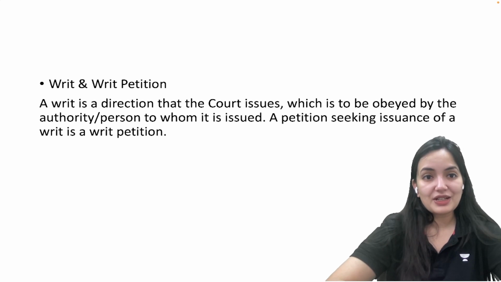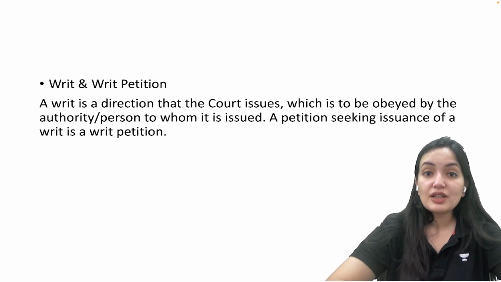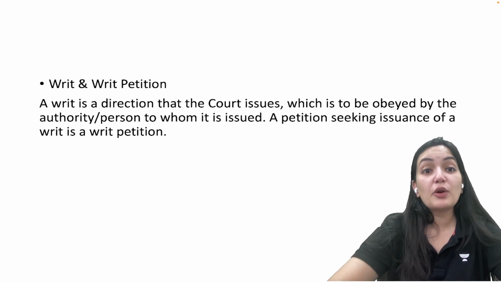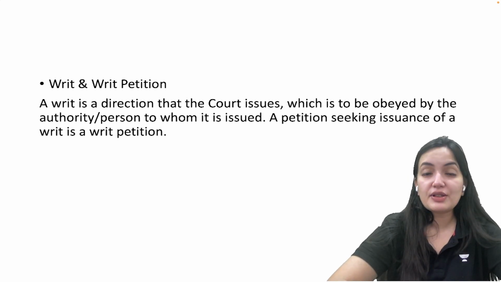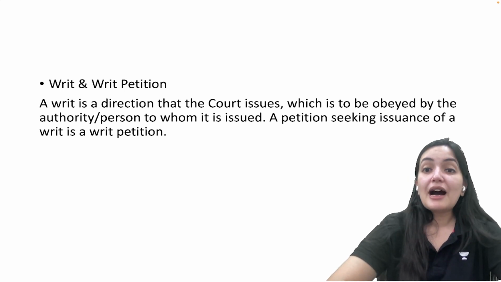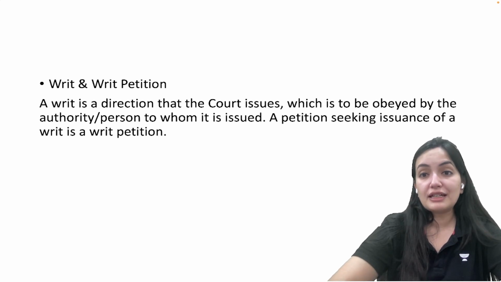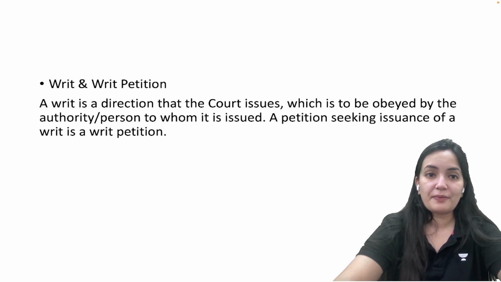Writ and writ petition. A writ is a direction that the court issues, which is to be obeyed by the authority or person to whom it is issued. A petition seeking issuance of a writ is a writ petition.